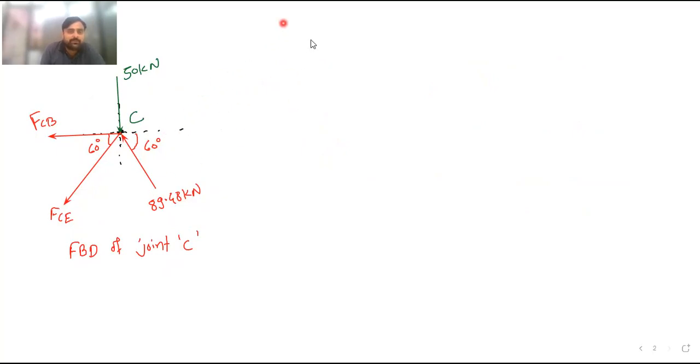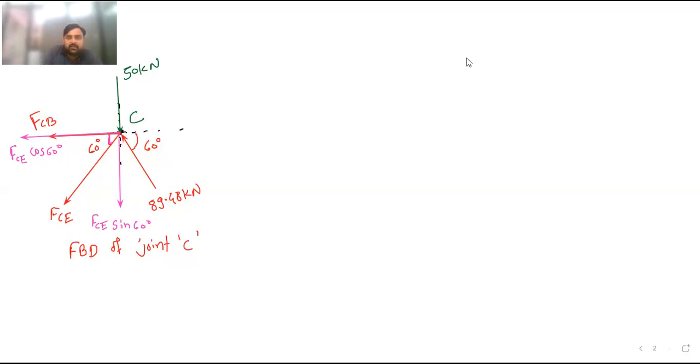Now I am resolving this. First I will resolve FCE. One component is parallel to Y, another component parallel to X. So I will write here FCE. Vertical component is sine or cos? Sine. Okay, so this is FCE sine 60, and this is FCE cos 60, because this 60 degree angle is nearer to the horizontal component, or it is subtended between CE and the horizontal component.